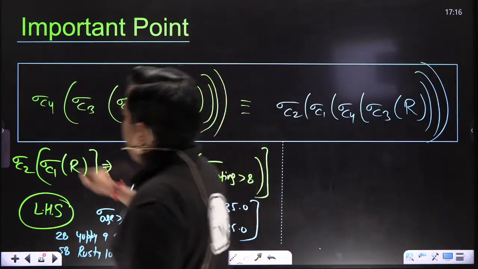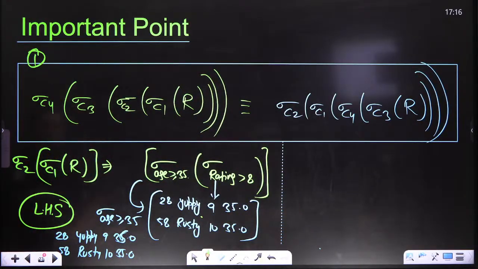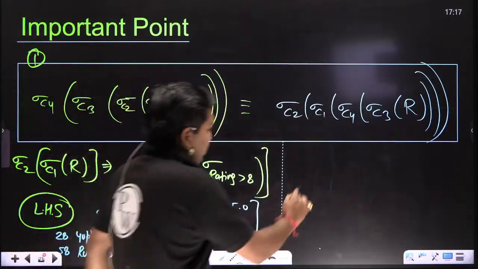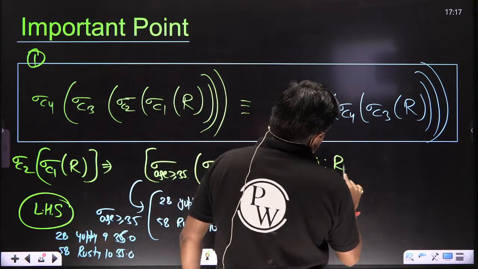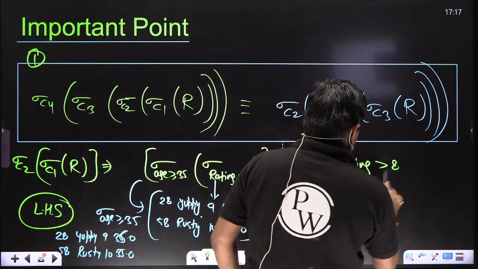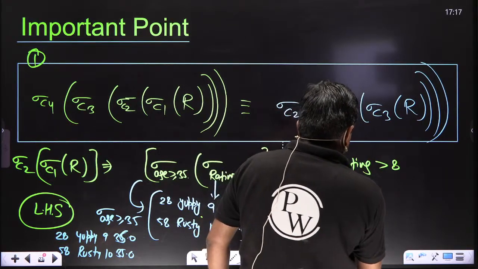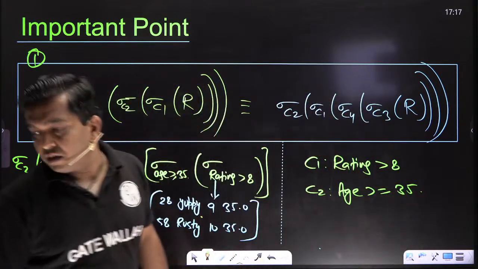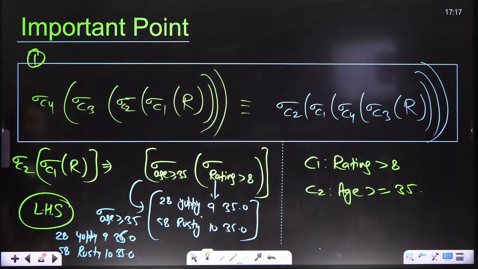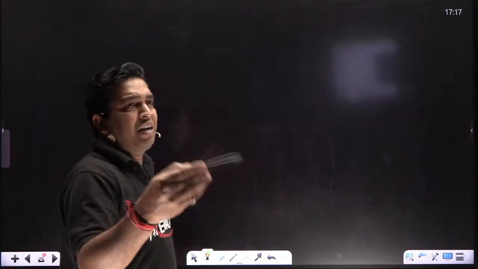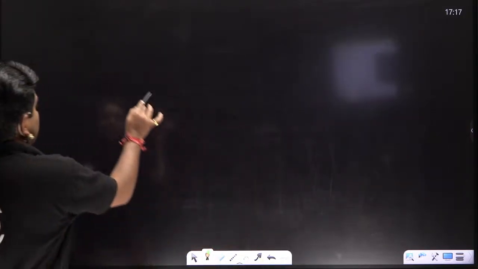I have given the proof also. Here I have taken C1 and C2: C1 is rating greater than 8, and C2 is age greater than or equal to 35. Crystal clear, children? Now you will do it wrong, I guarantee. Listen carefully next.